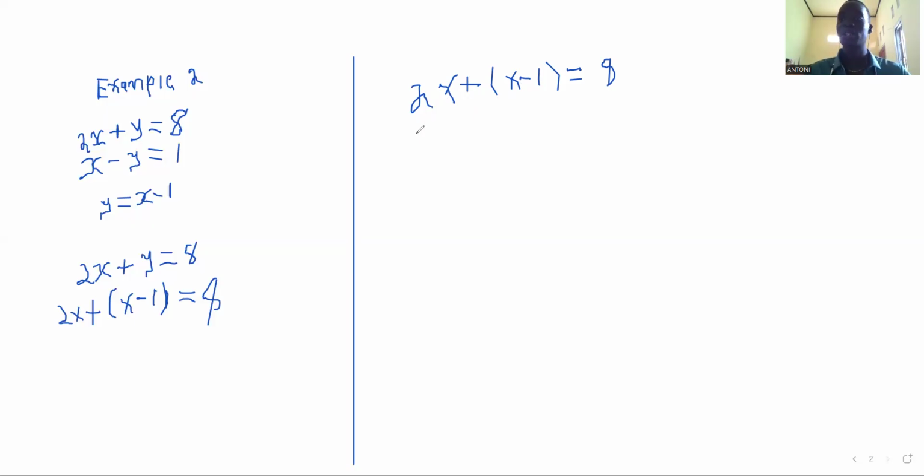Yes, 2x plus x is going to give us 3x, because if you add 2x plus x, x alone is that value, x alone is 1. We consider it to be 1. And if you add 2 plus 1, it's going to give you 3. So let's consider it like 2x plus x is going to give us 3x.